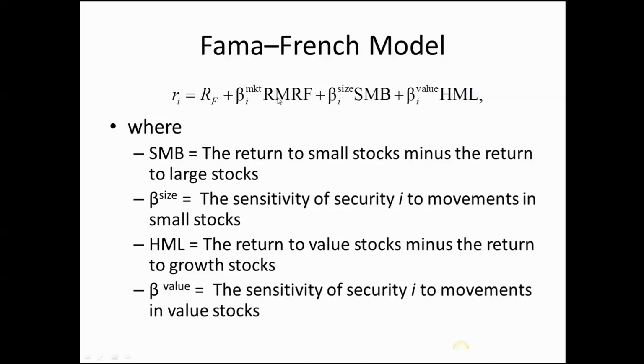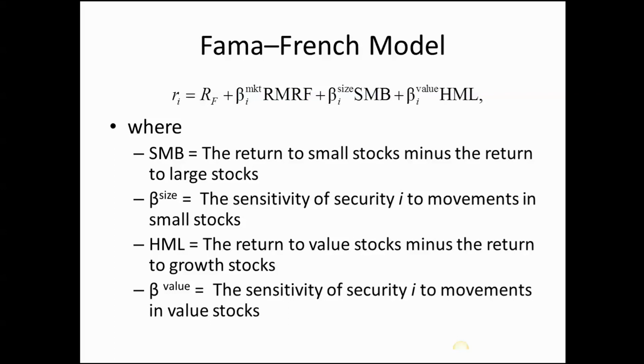The notation here stands for the return for the market less the return on the risk-free asset, plus a correlation coefficient of beta for the size of the firm. And this second item is a size premium. It stands for small minus big. So the return on a portfolio of small firms minus the return for a portfolio on big firms.